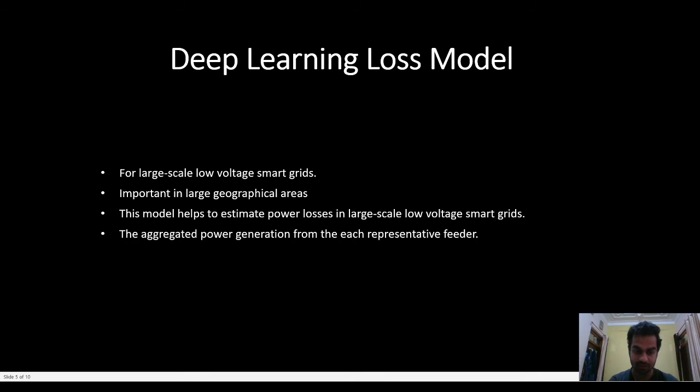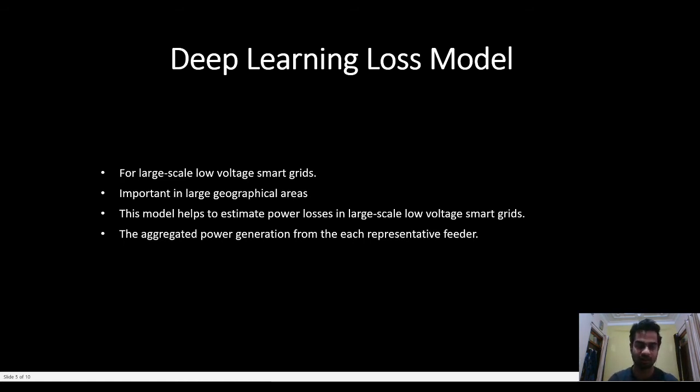Currently, one of the main challenges that distribution system operators encounter is improving the energy efficiency of smart grids. This model, on implementation, shows the aggregate power generation from each representative feeder, and provides different power management graphs showing how much they consume, where they use the power, and how much are the losses.